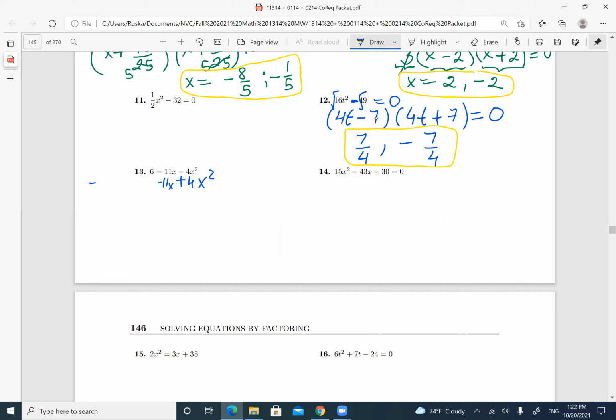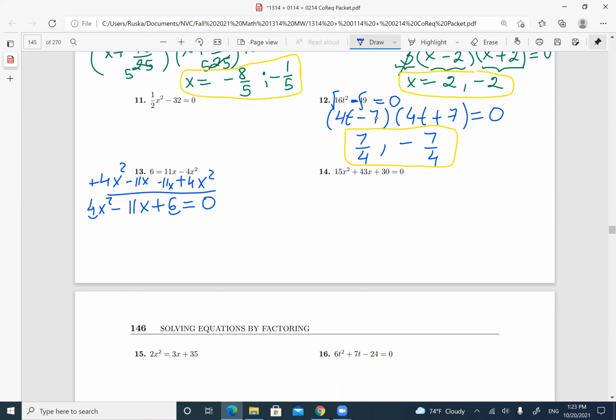So I'm adding 4x squared and subtracting 11x, and I'm going to get 4x squared minus 11x plus 6 equals 0. So this is how my equation looks. Always when you factor, make sure it's equal to 0 and make sure you have it in this order: x squared, x, number. And here they don't have anything in common, no greatest common factor.